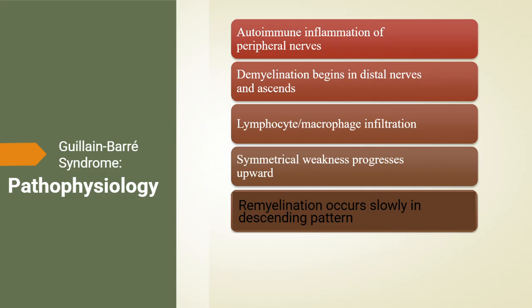Myelin is essential because it allows nerve impulses to travel quickly and smoothly. When it becomes damaged, nerve transmission slows down or stops completely. One of the hallmark patterns of Guillain-Barré is that the demyelination occurs in the peripheral nerves in an ascending fashion. This means symptoms usually begin in the feet and legs and then move upward toward the trunk, arms, and even the cranial nerves.